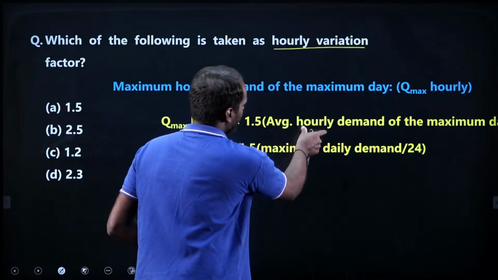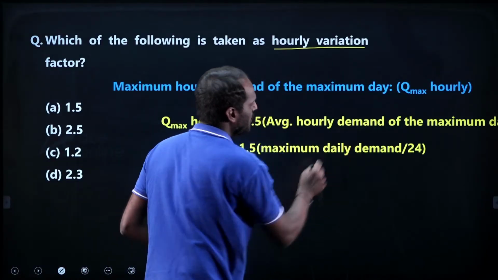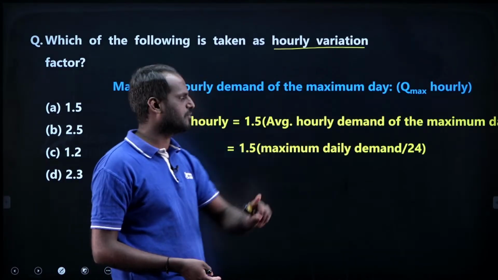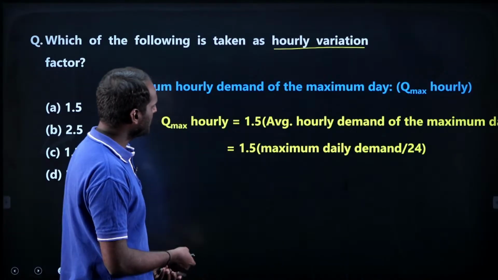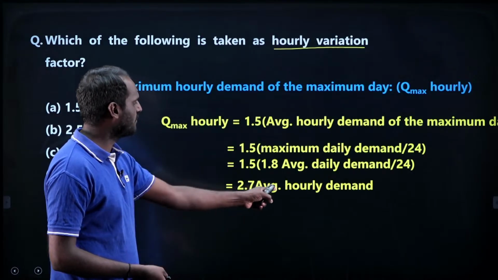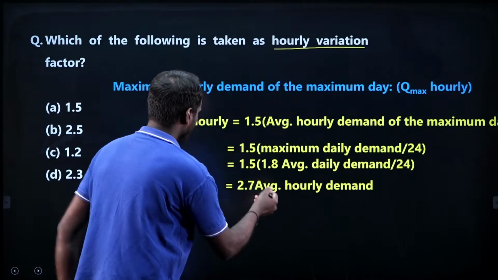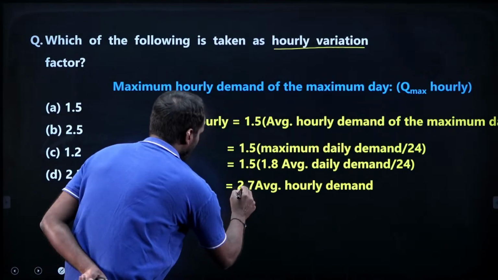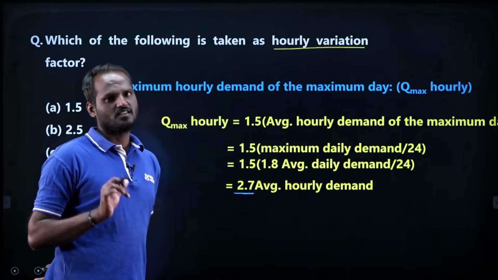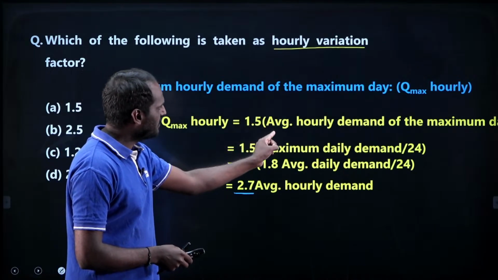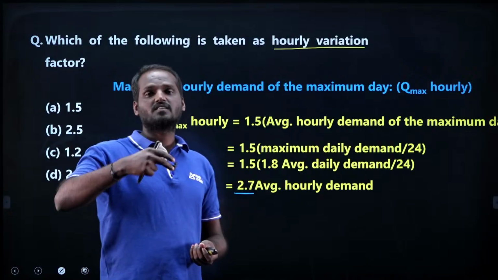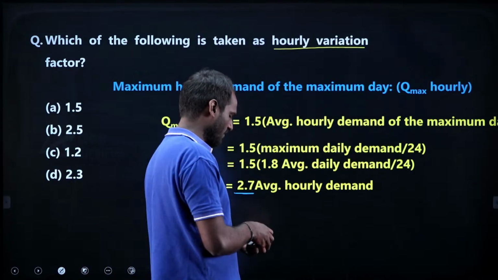See, 1.5 times the average hourly demand, which means maximum daily by 24. Total daily demand divided by 24 hours will give you the average hourly demand of that maximum day. Therefore, 1.5 times maximum daily. You know maximum daily is 1.8 Q divided by 24. If you multiply these two, you will get 2.7 times the average hourly demand. But he is not asking for this factor. You may get confused here. He is not asking for this factor 2.7. He is asking for the hourly variation factor. The hourly variation factor means the average hourly demand of the maximum day is varying 1.5 times, meaning 150% of the time this value is varying. That is the hourly variation factor.